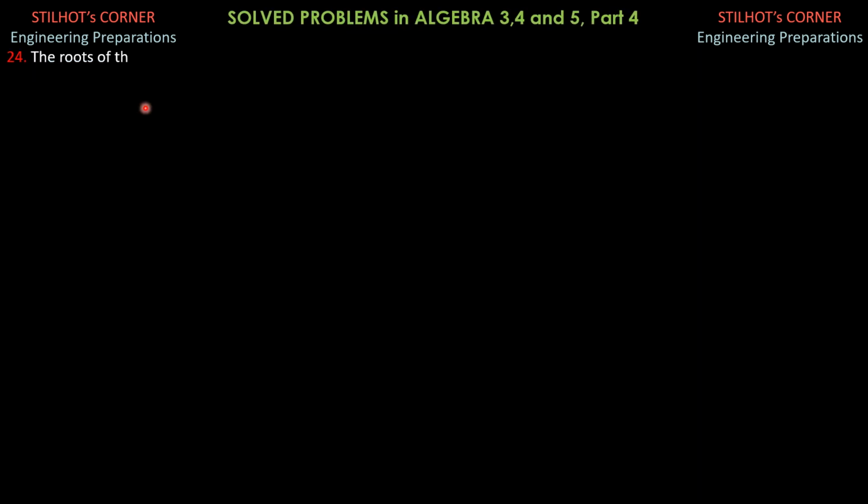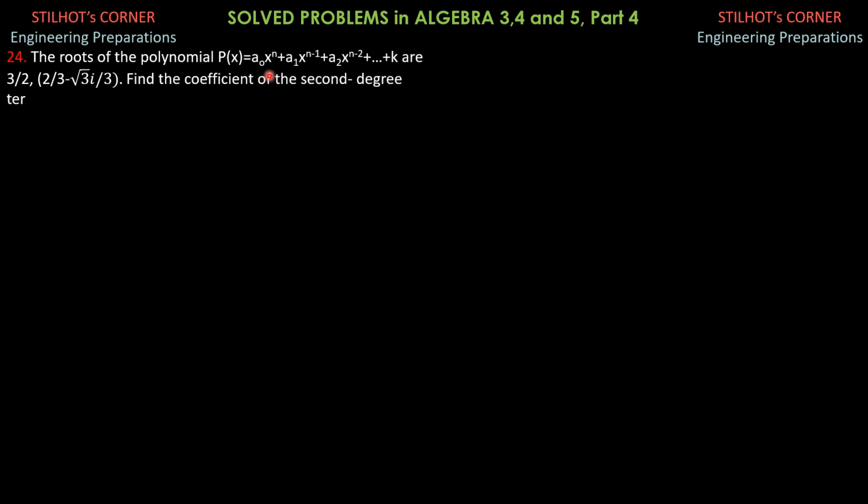Problem 24. The roots of the polynomial p of x, p of x equals a sub 0 x to the n plus a sub 1 x to the n minus 1 plus a sub 2 x to the n minus 2 until the constant term, are 3 halves, 2/3 minus square root of 3i over 3. Find the coefficient of the second degree term. By principle, one root is this imaginary root, and the other root should be the complex conjugate of this root. So the other root is 2/3 plus square root of 3i over 3.